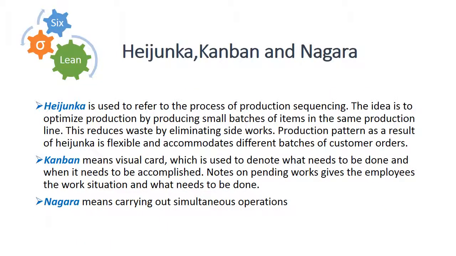Heijunka is used to refer to the process of production sequencing. The idea is to optimize production by producing small batches of items in the same production line. This reduces waste by eliminating side works. Production pattern as a result of Heijunka is flexible and accommodates different batches of customer orders.